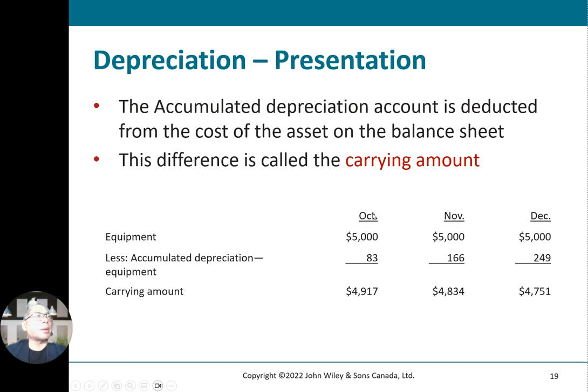So in terms of a good example here, October, November, December, you got an equivalent 5,000, 5,000, 5,000 here. Each month, let's say in October, depreciation $83, in November $160, December is $249. The carrying amount will be 4917, all the way to 4834 and 4751.